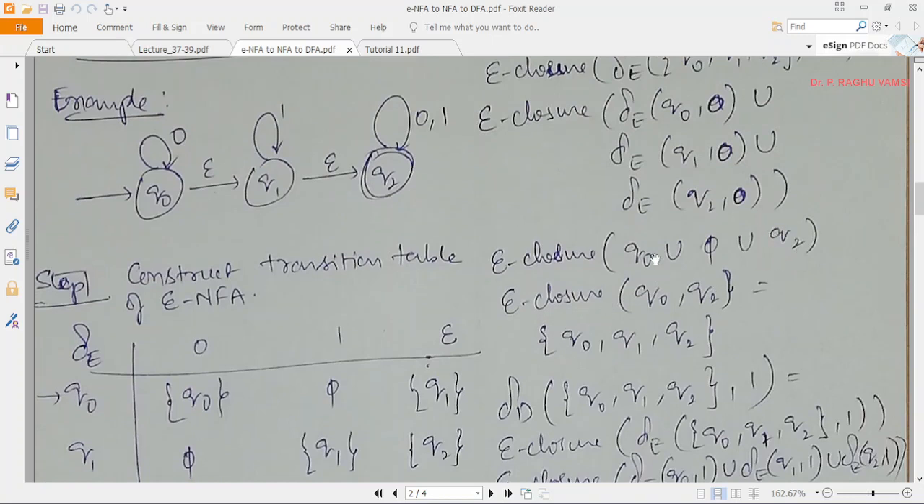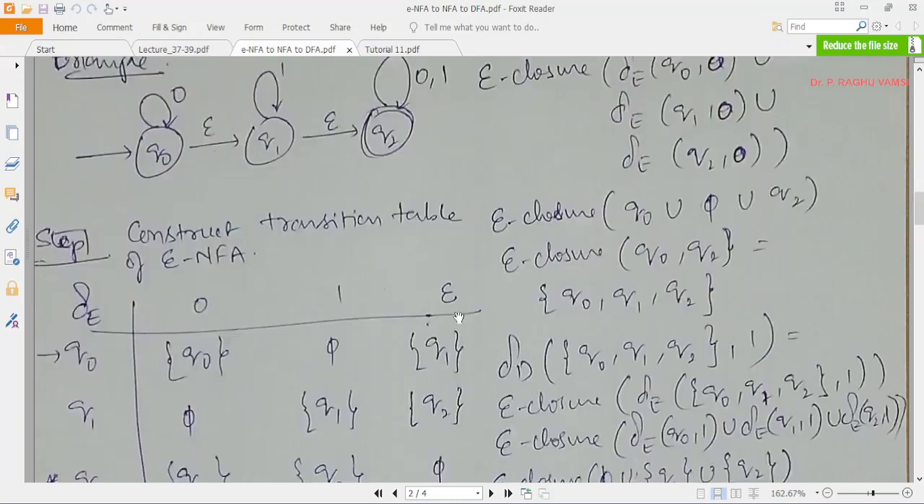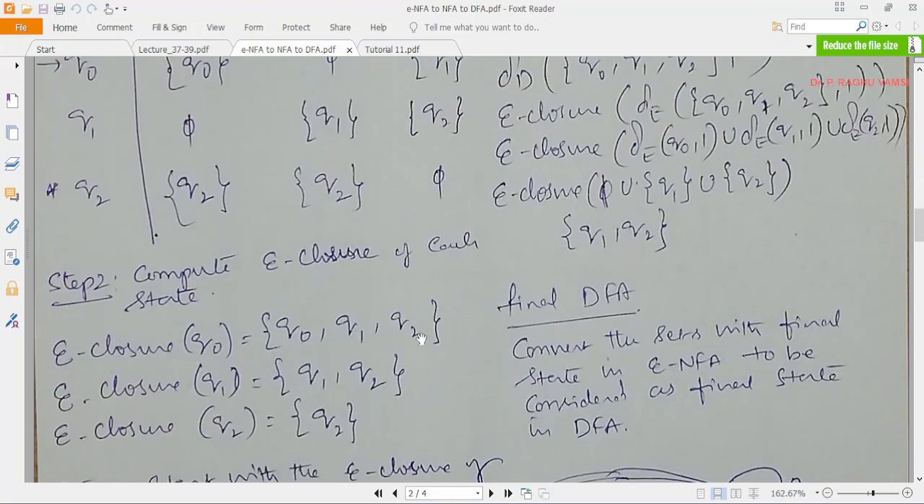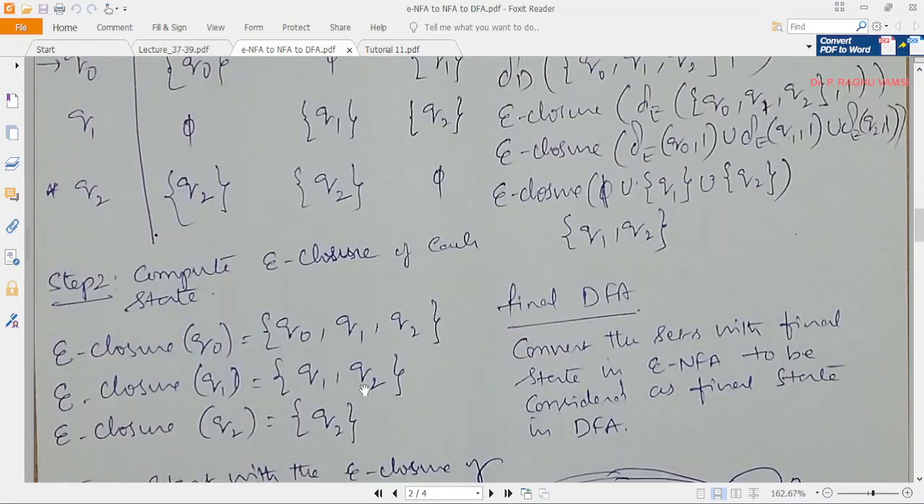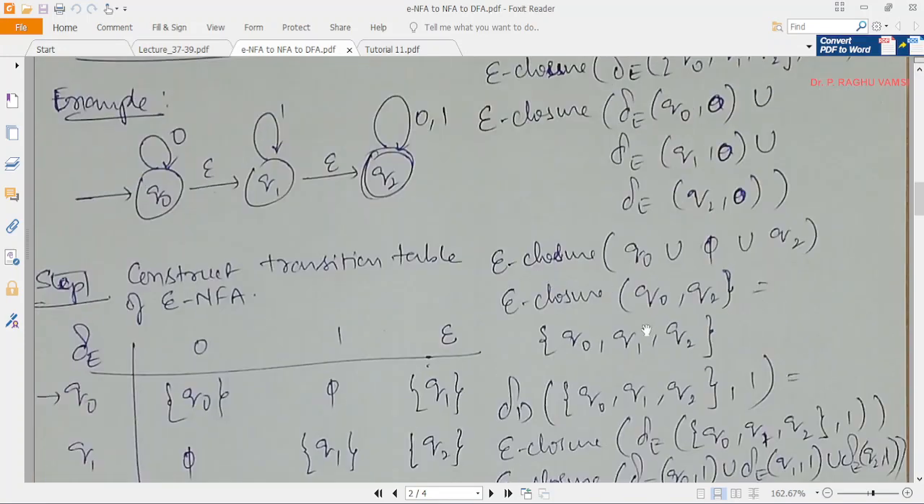Right? Now, Q0 union empty set union Q2. Obviously, the resultant is {Q0, Q2} itself. We all know that epsilon closure of {Q0, Q2} is equal to epsilon closure of Q0 union epsilon closure of Q2. Epsilon closure of Q0 we have already calculated as {Q0, Q1, Q2}. So {Q0, Q1, Q2} union epsilon closure of Q2, which is {Q1, Q2}. Anyhow, this {Q1, Q2} is covered in the epsilon closure of Q0. So the resultant set is {Q0, Q1, Q2}.